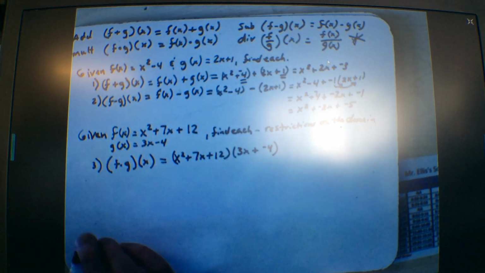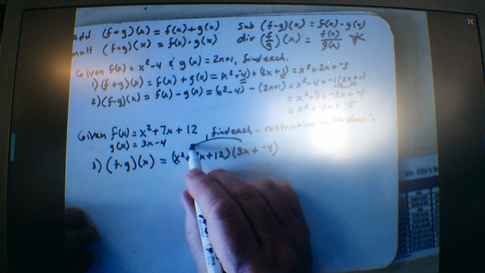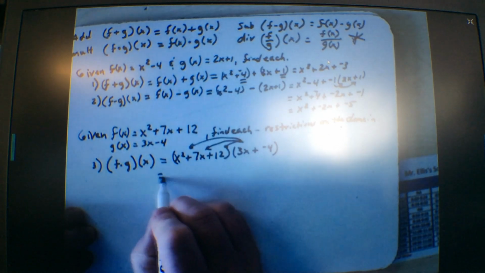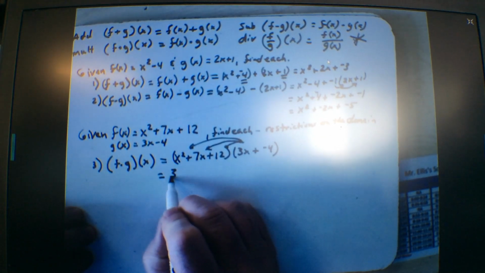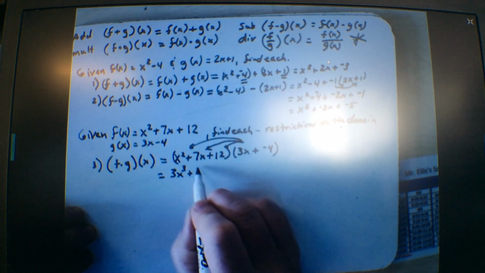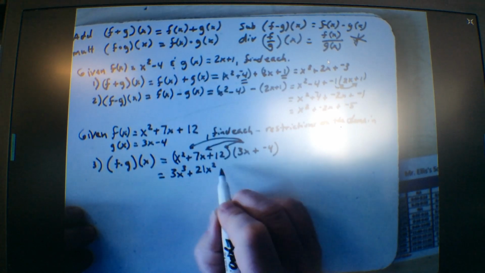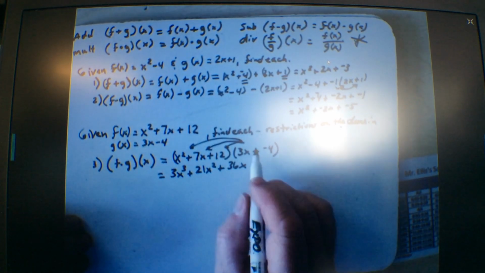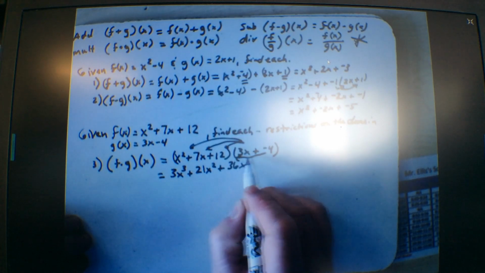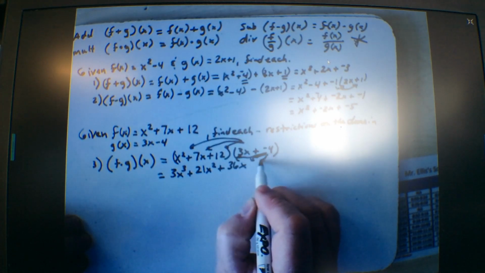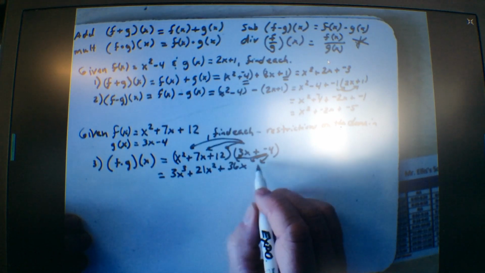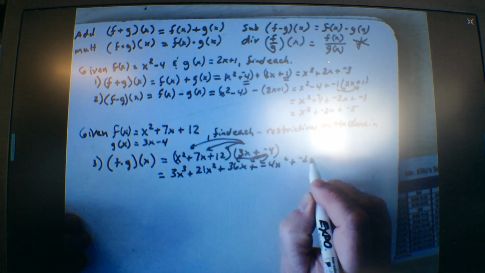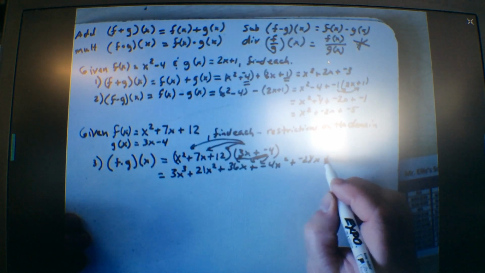Okay, and so I'm going to bring this through here, here, and here, just the 3x. So I get 3x to the third plus 21x squared plus 36x. Any questions about that? Now I didn't give myself enough room, but I'm going to bring the negative 4 through all 3 of them. So I put a negative 4x squared plus a negative 28x plus a negative 48.